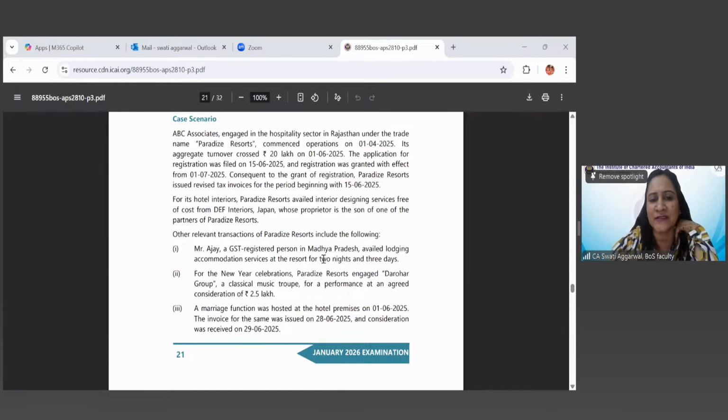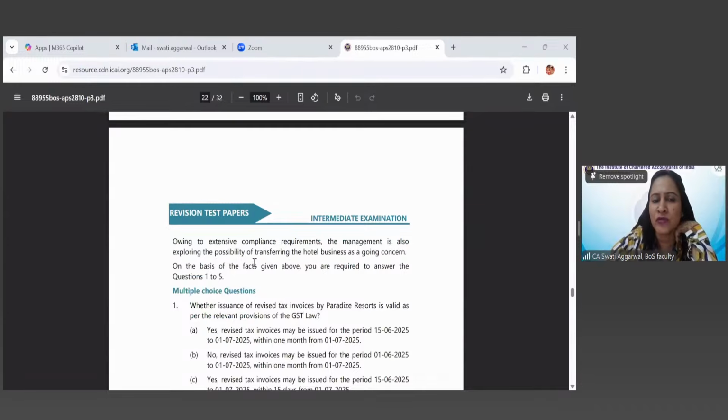Mr. Ajay, a GST registered person in Madhya Pradesh, availed lodging accommodation service at the resort for 2 nights and 3 days. For the New Year celebration, Paradise Resorts engaged the Rohar Group, a classical music troupe, for a performance at an agreed consideration of rupees 2.5 lakh. A marriage function was hosted at the hotel premises on 1st June 2025. Invoice for the same was issued on 20th June 25 and consideration was received on 29th of June 25. Owing to the extensive compliance requirements, the management is also exploring the possibility of transferring the hotel business as a going concern. On the basis of facts given above, you are required to answer the questions.